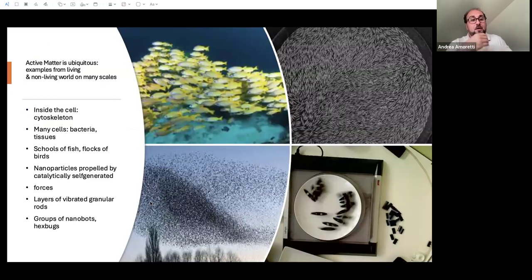Where do these systems appear? Of course, I made the example of bacteria, but active matter is ubiquitous in nature. It starts from schools of fish, from birds. There are also non-living particles that are active in some sense, for example, nanoparticles propelled by catalytic self-generated forces or layers of vibrating granular rods. So there are many systems that can be considered as active and that can generate collective behavior which is not common to standard equilibrium systems. Okay.